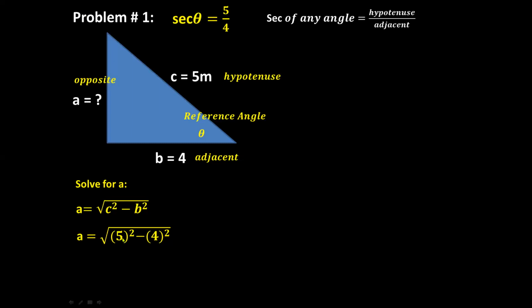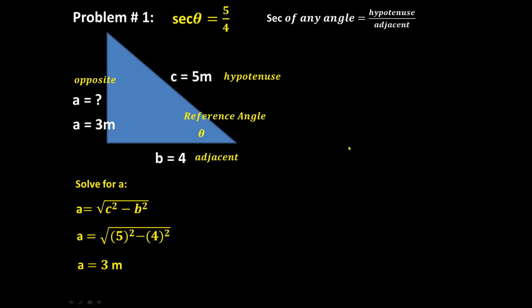Kapag in-square natin ang 5, ang value niya is 25. Kapag in-square naman natin ang 4, ang value niya is 16. So 25 minus 16 is 9. But the square root of 9 is equal to 3. That is why the value of A is 3 meters. That is why ang opposite side natin ay may value na 3 meters.